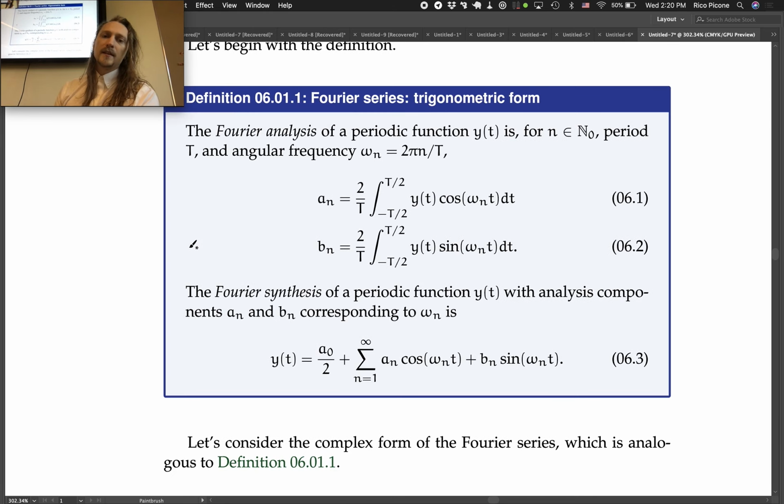The Fourier synthesis of a periodic function y, with analysis components an and bn corresponding to omega n, is given in 6.3, which is an infinite sum of the an and bn coefficients multiplied by cosine and sine. A0 is just 6.1 with n equals 0 plugged into it. Sometimes it's given as a separate formula, but it doesn't have to be.